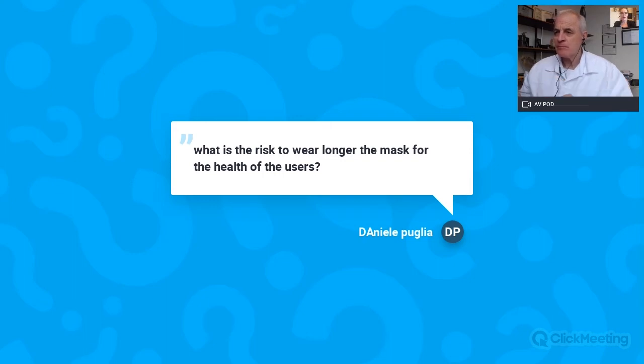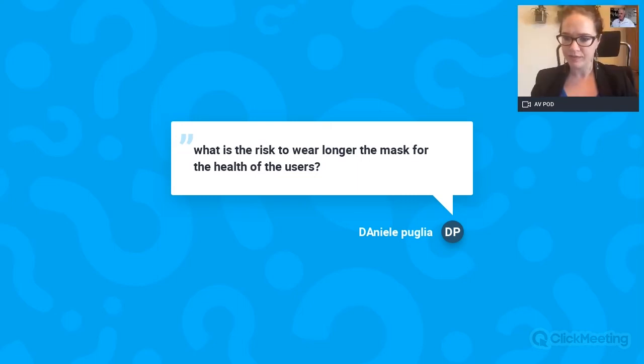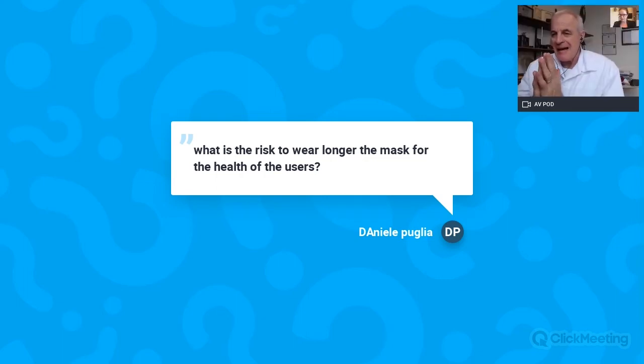So what is the risk for extended wear of the mask for healthcare workers? Yeah, can I answer? Okay. So there are several types of risks. When the mask is worn for a very, very long time, in particular this very specific type of mask, I may have one here, I can show it to you. It is called an FFP2. You have this FFP2 mask here that I can show you.